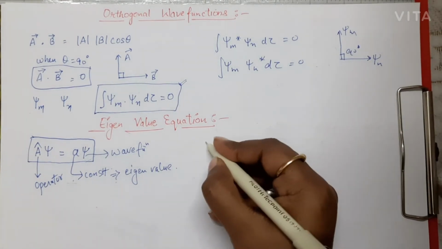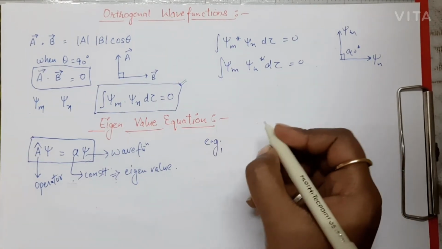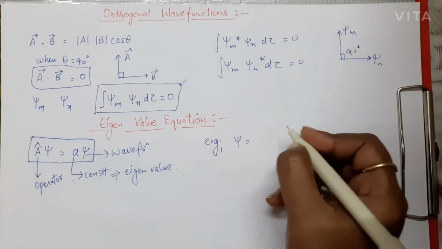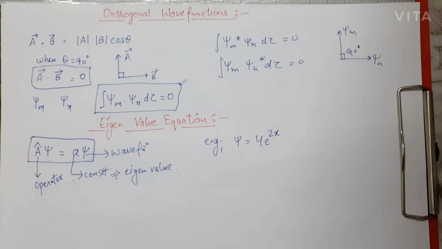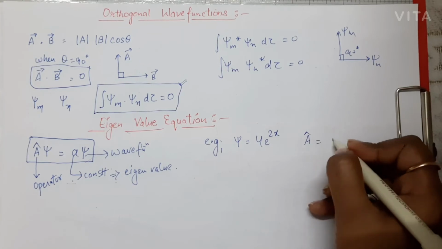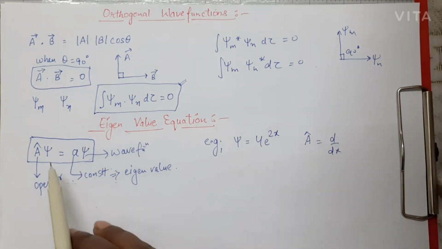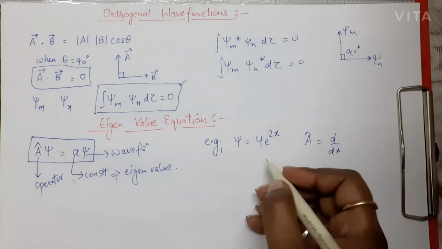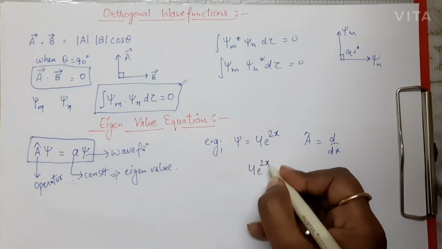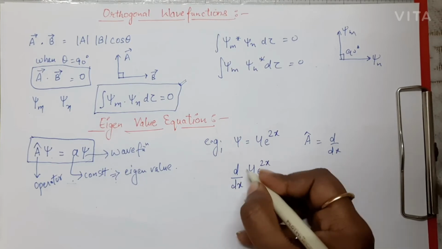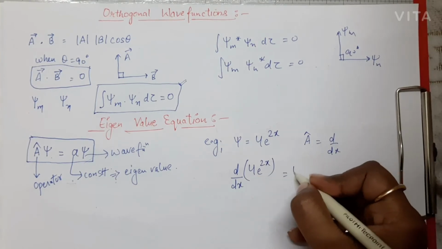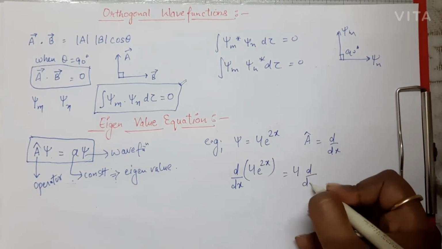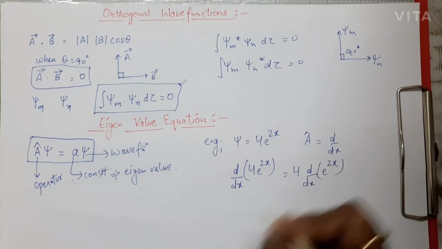So in order to understand this, you can take an example. Suppose I am taking a wave function psi that is given by 4e to the power 2x, and we have an operator d by dx. Now we have to apply the operator on the wave function. So for 4e to the power 2x, we apply the operator d by dx, and now we have to solve this. How do we solve this? This 4 is a constant, it will come out, okay, and we have to do the d by dx of e to the power 2x, right?